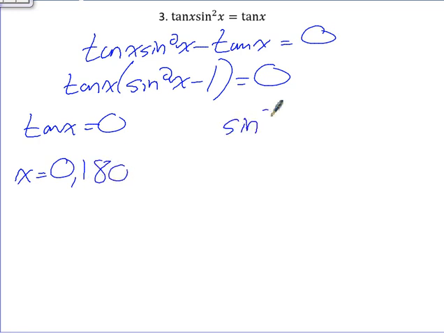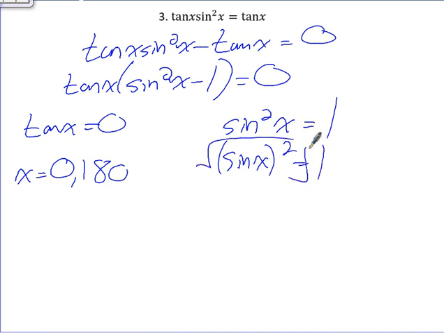Here, if I set this equal to 0, I add 1, so I get sine squared x equals 1. Remember, this is like saying that sine of x, the whole thing, squared, equals 1. So I want to take the square root, and I'd get sine x equals plus or minus 1, which I know occurs at 90 degrees and 270 degrees.